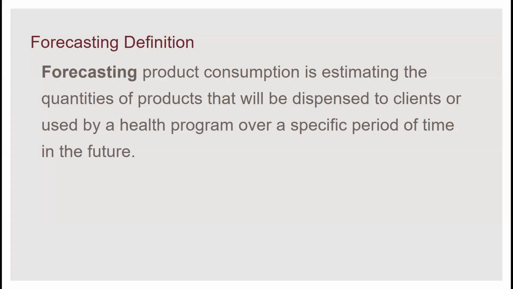Here is the definition of forecasting that we saw previously. Forecasting product consumption is estimating the quantities of products that will be dispensed to clients or used by a health program over a specific period of time in the future. Let's now update that definition so that it refers specifically to kits. Remember that now the product we're referring to is the kit itself and not the individual contents that are found in the kits.